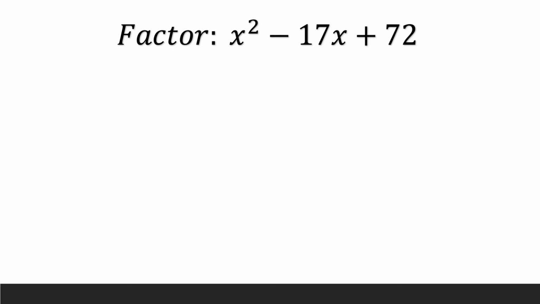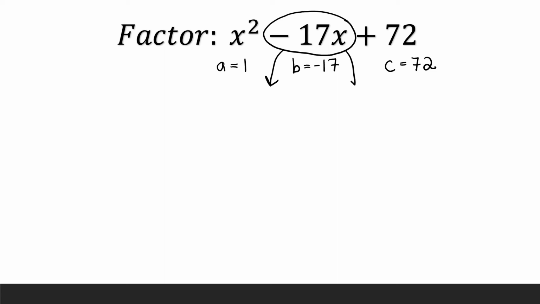Now let's factor the expression x squared minus 17x plus 72. So we have a is equal to 1, b is equal to negative 17, and c, our constant, is equal to 72. In order to use the grouping method, we'll have to split this b term, this negative 17x, into two separate terms. We know that the coefficients will need to add to negative 17 and multiply to 72. So we'll start by finding the factor pairs that multiply to 72.